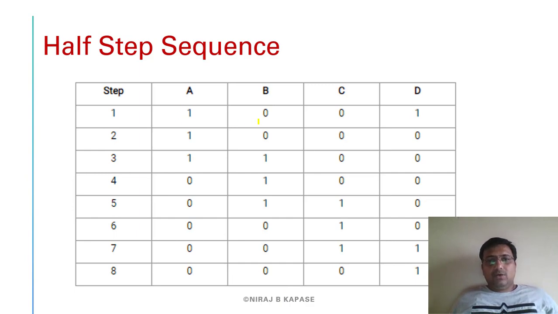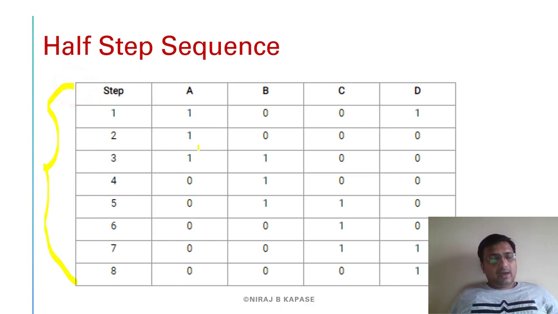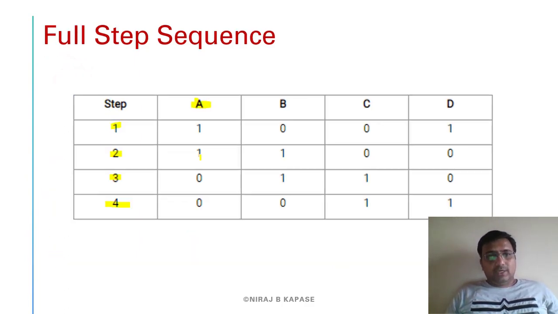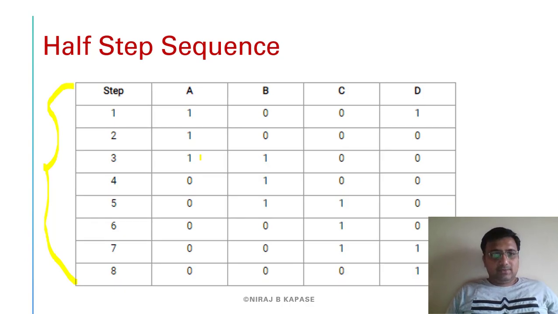So it's 1000, 1100, 0100, 0110, 0010, 0011, and 0001. So there are eight different step angles for half stepping as well. Okay, so there is a full step and half step sequence.